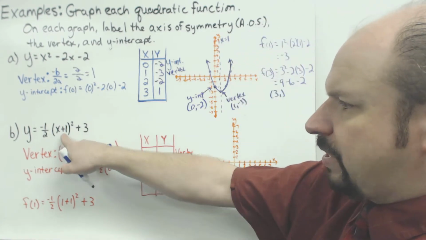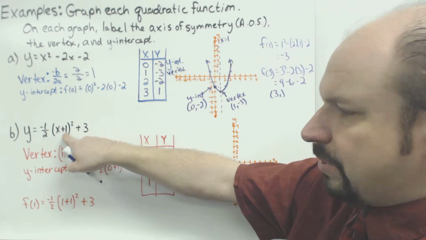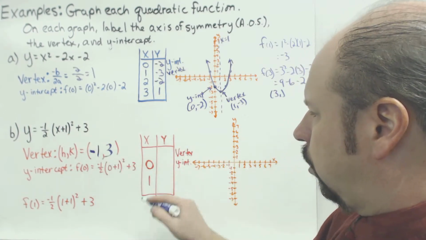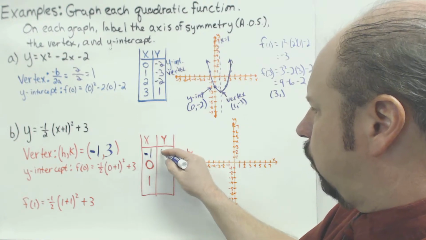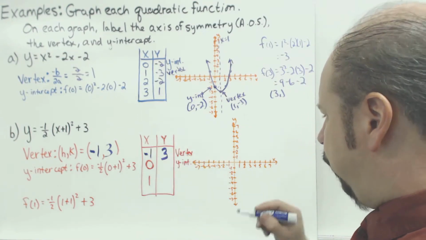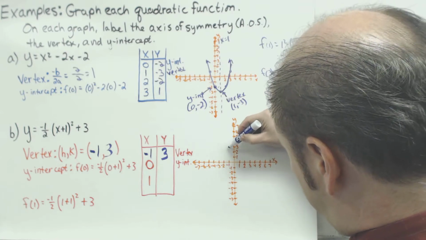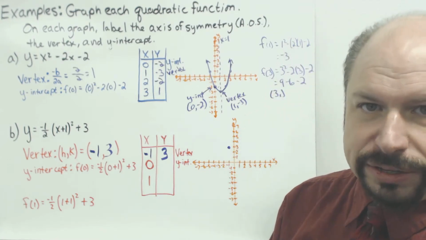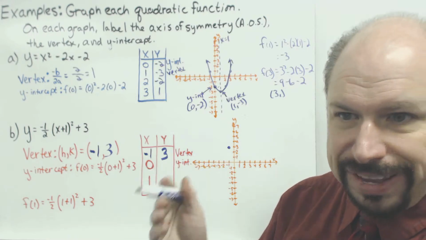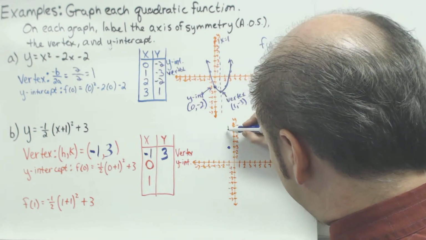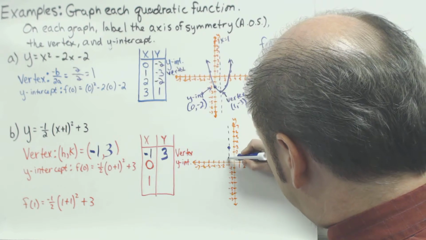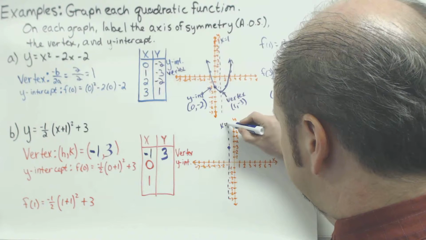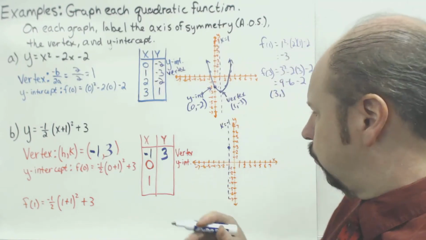So remember, if this is minus h, this is really minus a -1 to give us the plus 1. So -1, 3 is on our graph. So -1, 3 is located right here. That is our vertex. Now remember, our axis of symmetry has to go through that point. So let's go ahead and draw in our axis of symmetry, x equals -1. I've labeled it. We're good to go there.